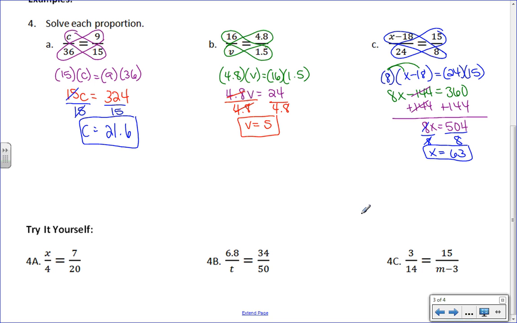Alright, and for 4a, you should have gotten x equals 1.4. For 4b, you should have gotten t equals 10. And for 4c, m equals 73.